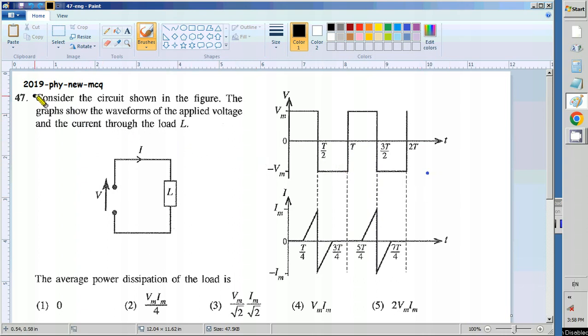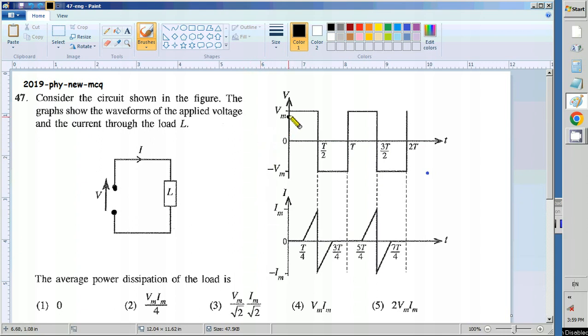Children, today I am going to discuss question number 47 from the MCQ part of 2019 Physics New Syllabus paper. Consider the circuit shown in the figure. The graphs show the waveforms of the applied voltage and the current through the load L. So this one is the load. So between these terminals we give a voltage like this and a current like this.